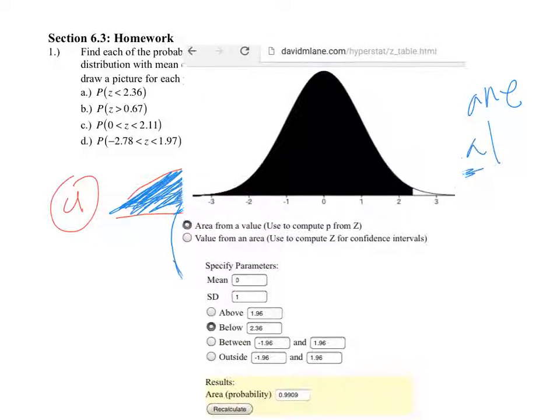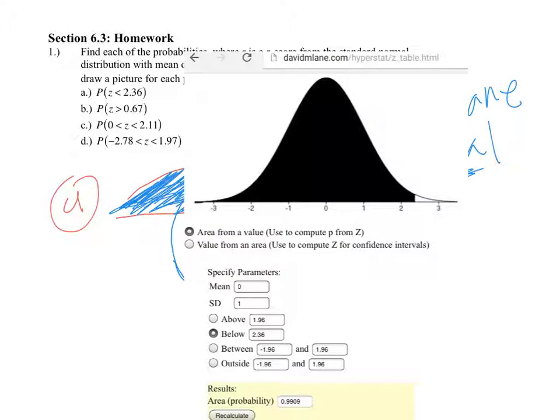So here's the screenshot using that David Lane applet, and I actually included the URL with my screenshot, just so if you can't find it, you could copy that down and enter it directly. So here's the similar sketch to what I had, but what I'm going to do is I want area from a value, because I know the z-score. I want to find this area.